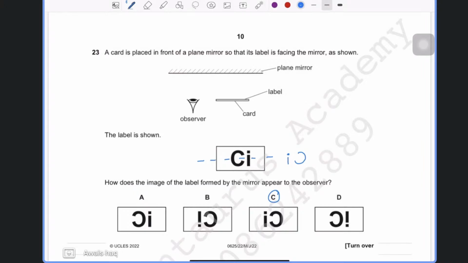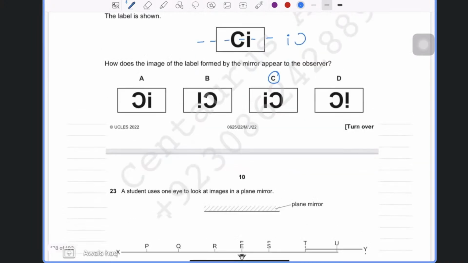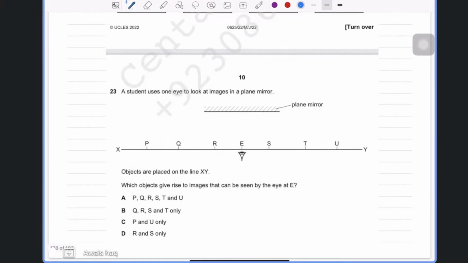Right. Now, this question is a very important question. And it says a student uses one eye to look at the image and says which objects give rise to images that can be seen by the mirror. All right. So the maximum I can see is at the edge of the mirror, and that's when, if this is your angle I, so at the same angle you can go here R.